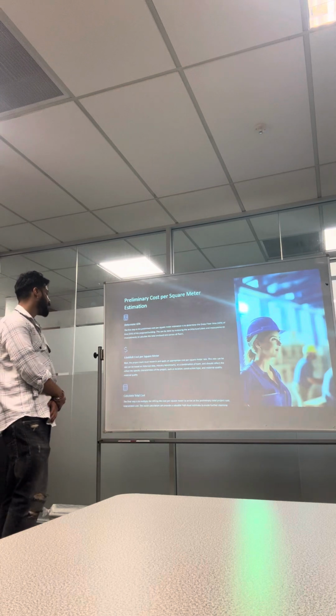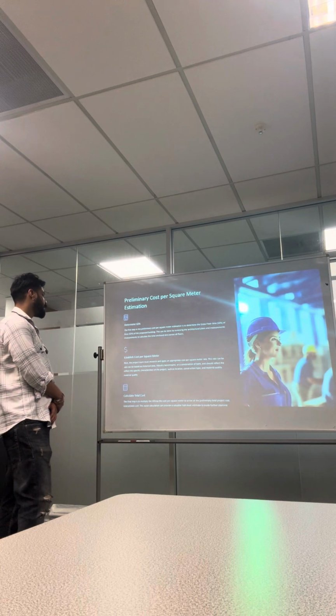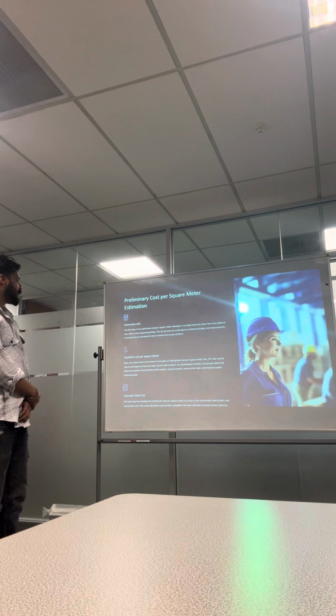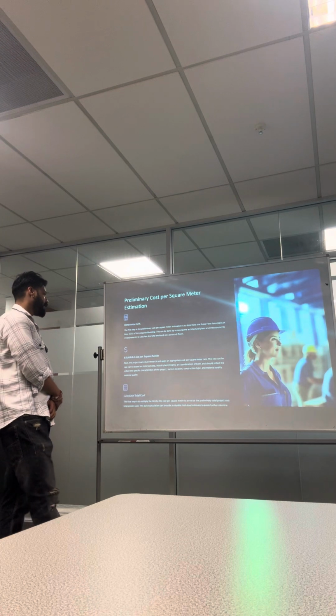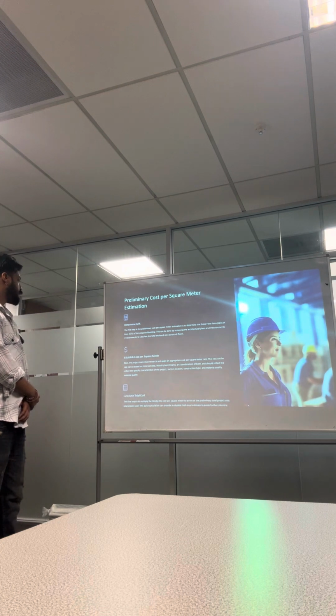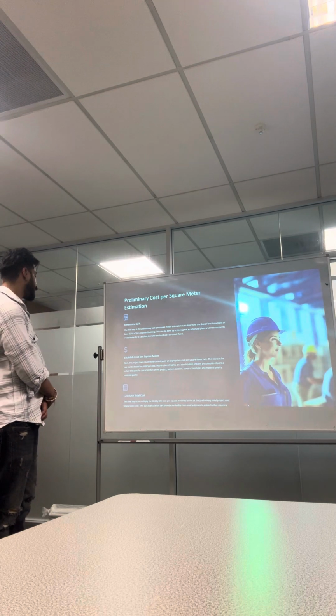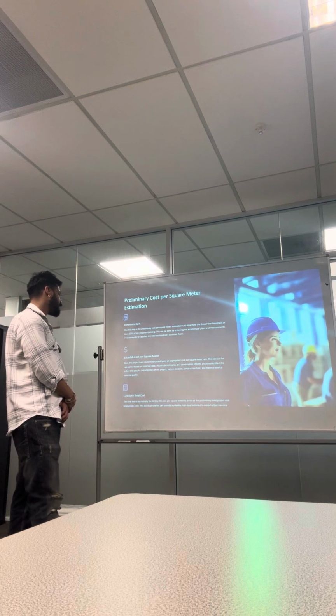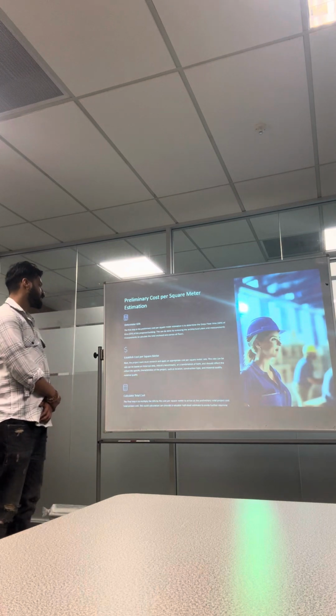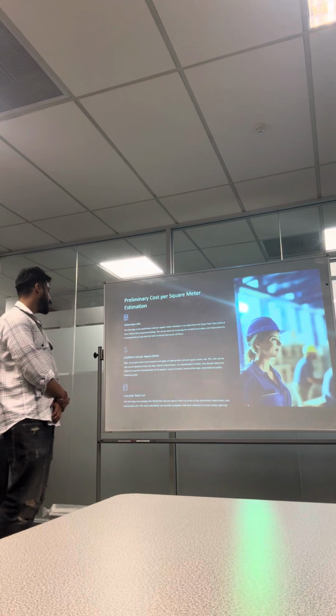Establish cost per square meter. Next, the project team must apply an appropriate cost per square meter rate. This rate can be based on historical data, industry benchmarks, or both, and should reflect the specific characteristics of the project, such as location, construction type, and material quality.